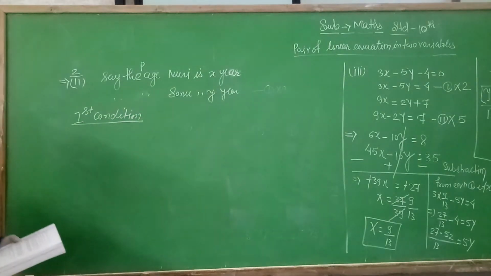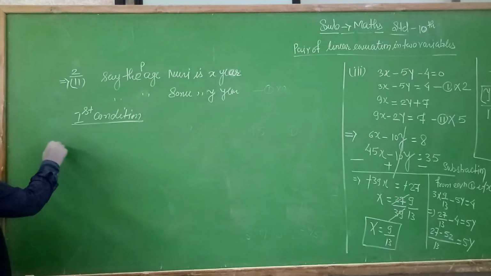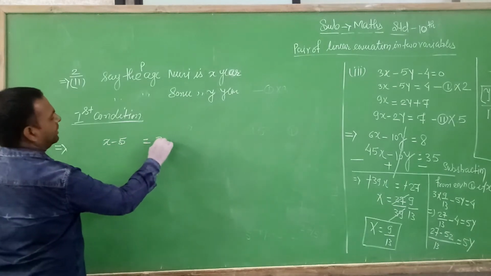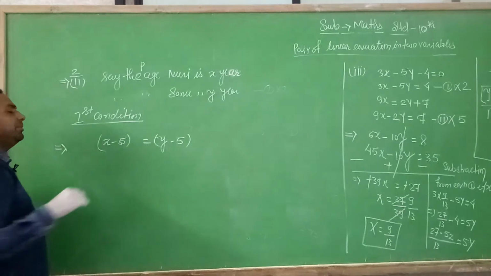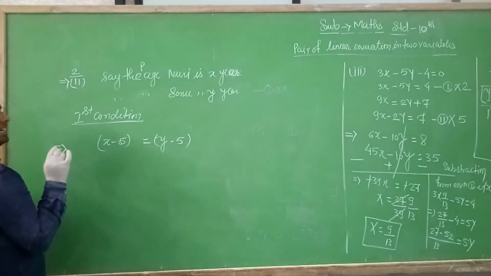According to the first condition, Nuri was thrice as old as Sonu 5 years ago. 5 years ago means you subtract 5 from the present age. So x minus 5 and y minus 5. 5 years ago, Nuri was thrice as old as Sonu. This number is thrice that number.